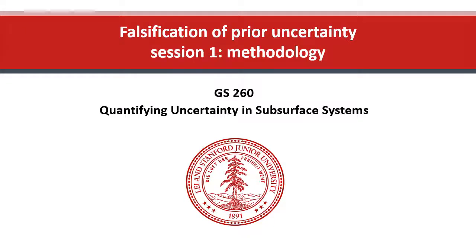After the more philosophical and general overview on uncertainty quantification and Bayesian evidential learning, we'll start now with the really technical material. Falsification of prior uncertainty is probably one of the most important steps you'll ever do in an uncertainty quantification. It's essentially trying to recognize whether your prior uncertainty model is not falsified, meaning it's not proven wrong, and therefore you can proceed with the Bayesian methodology.